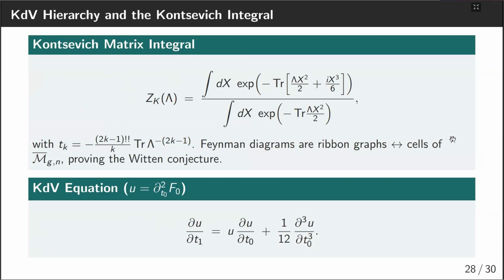And we have a Kontsevich matrix integral. The Feynman diagrams are ribbon graphs, which is used to prove the Witten conjecture, like a hierarchy. So the KdV equation is this equation. We are not doing the combinatorics anymore. We're doing the matrix model.